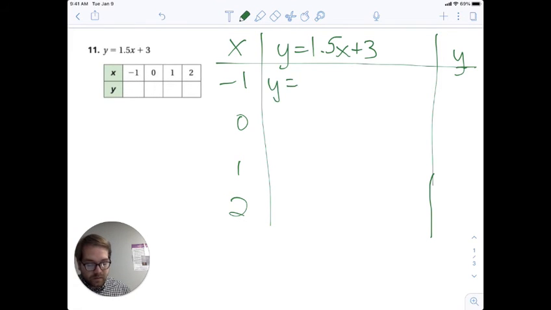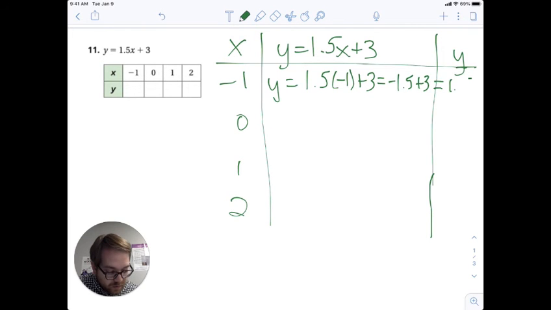So y is equal to 1.5 times -1 plus 3 is equal to 1.5 times -1 is -1.5 plus 3. -1.5 plus 3 is equal to 1.5. Now don't be frightened by the decimals. Those are numbers like any other. And if you don't feel confident in adding them, -1.5 plus 3, then just use your calculator. You'll find that it's 1.5.